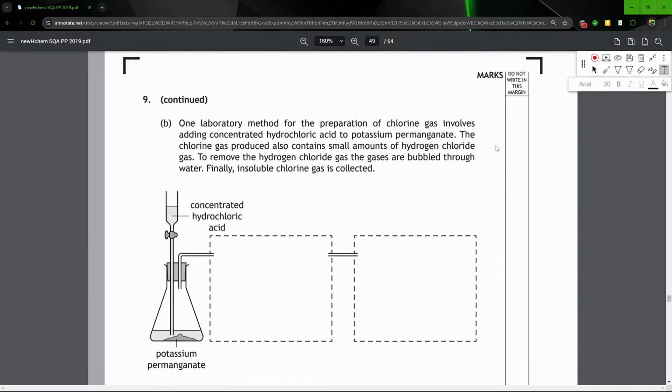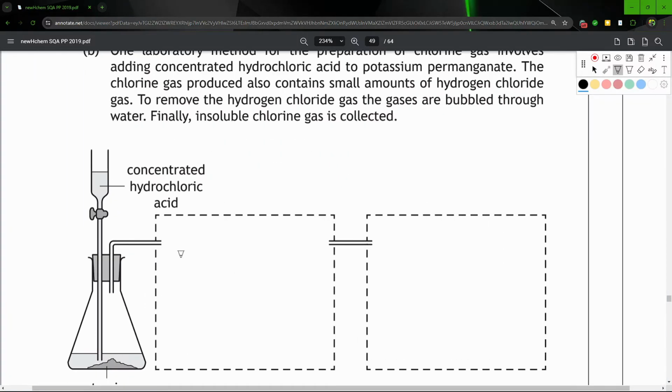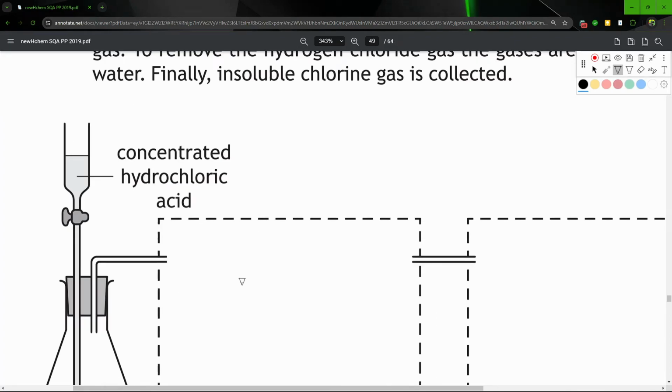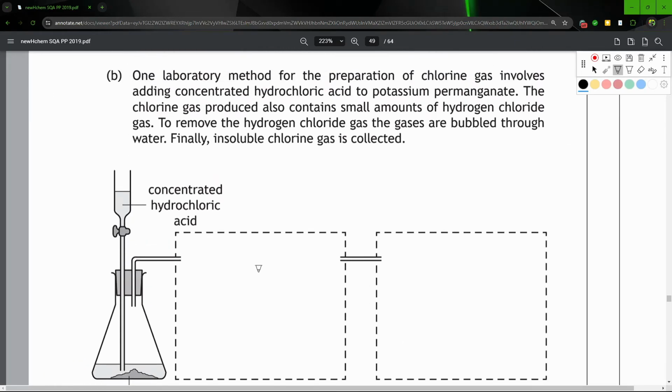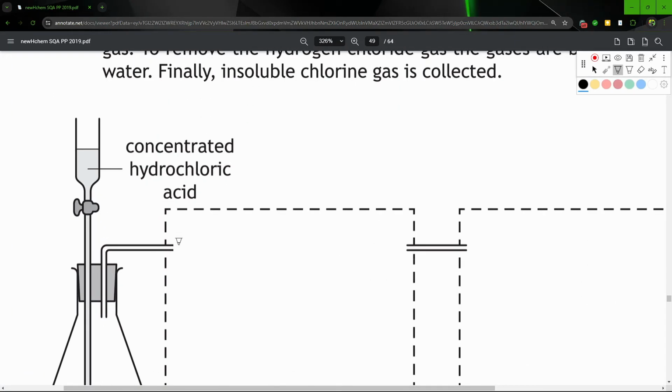Okay, so now I need to go and cook up something here. We've already added concentrated hydrochloric acid and permanganate. The chlorine gas also contains small amounts of hydrogen chloride gas, so we bubble it through water, and then we're going to collect it. So if we're going to bubble it through water, let's just go and do that.